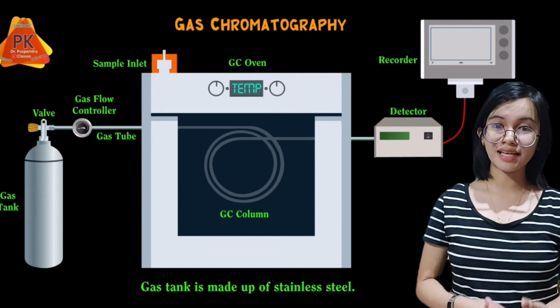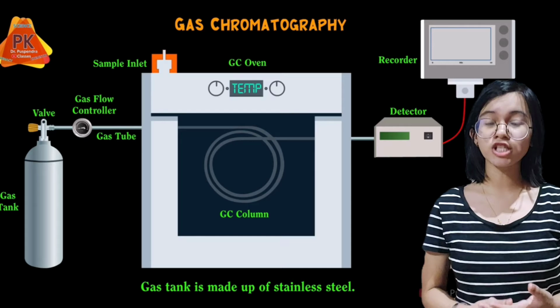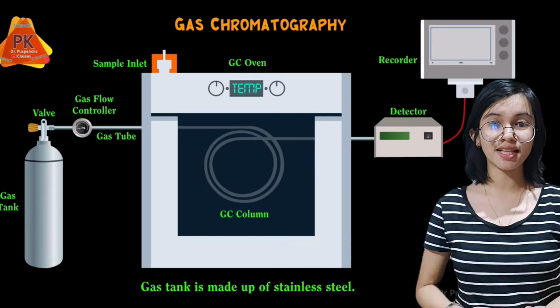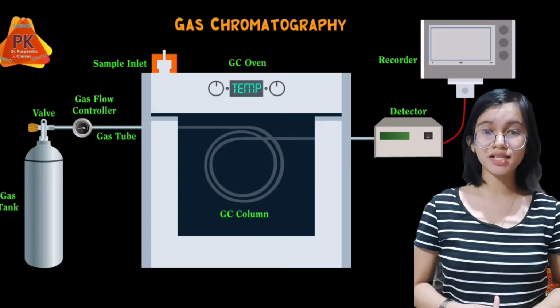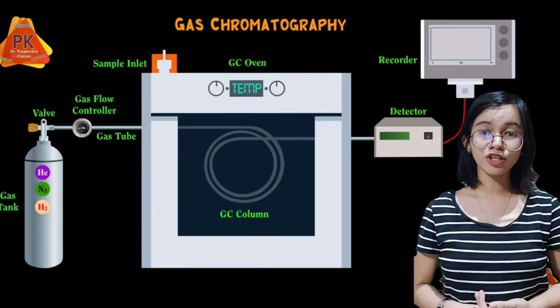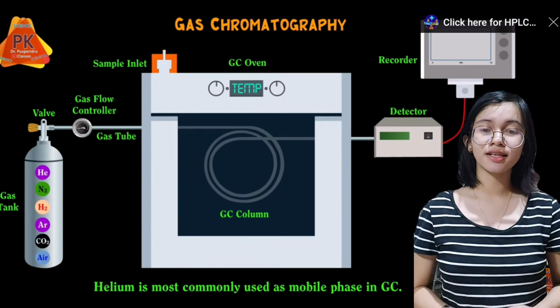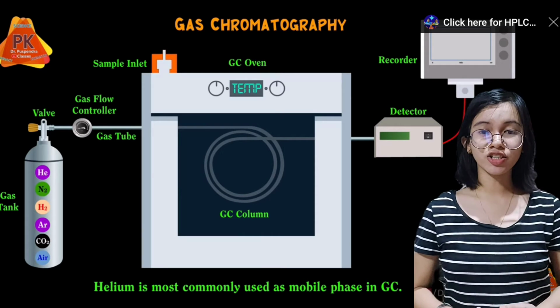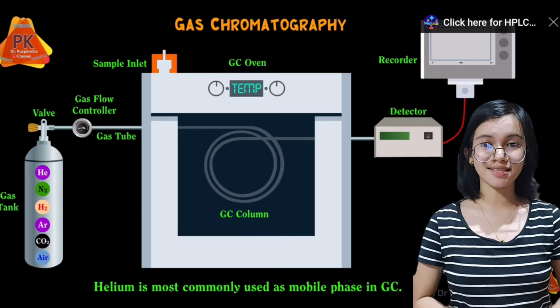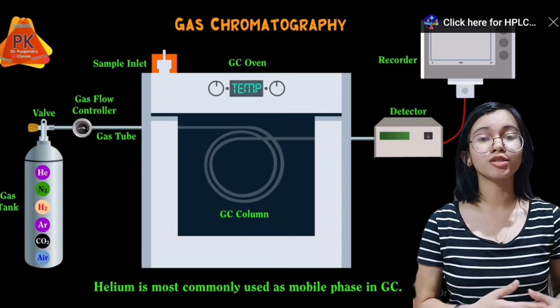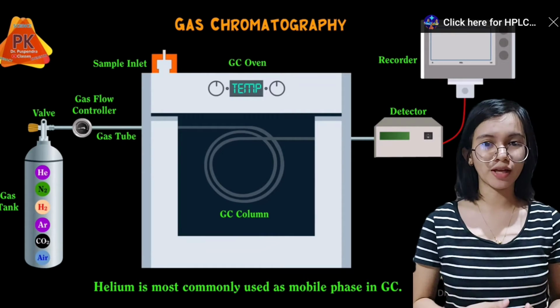The first part is the GC tank, which is made of stainless steel and contains gas. Gas can be used as a mobile phase, which may be helium, nitrogen, hydrogen, argon, carbon dioxide, and air. Amongst all of these gases, helium is most commonly used as a mobile phase.